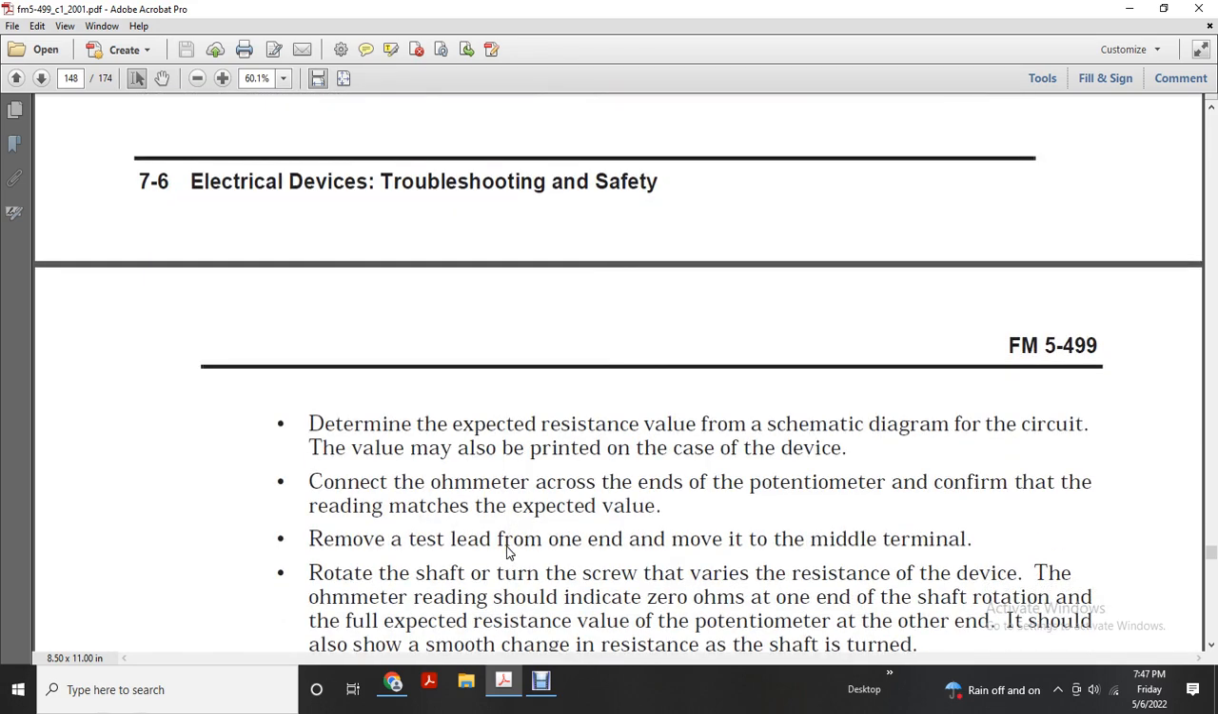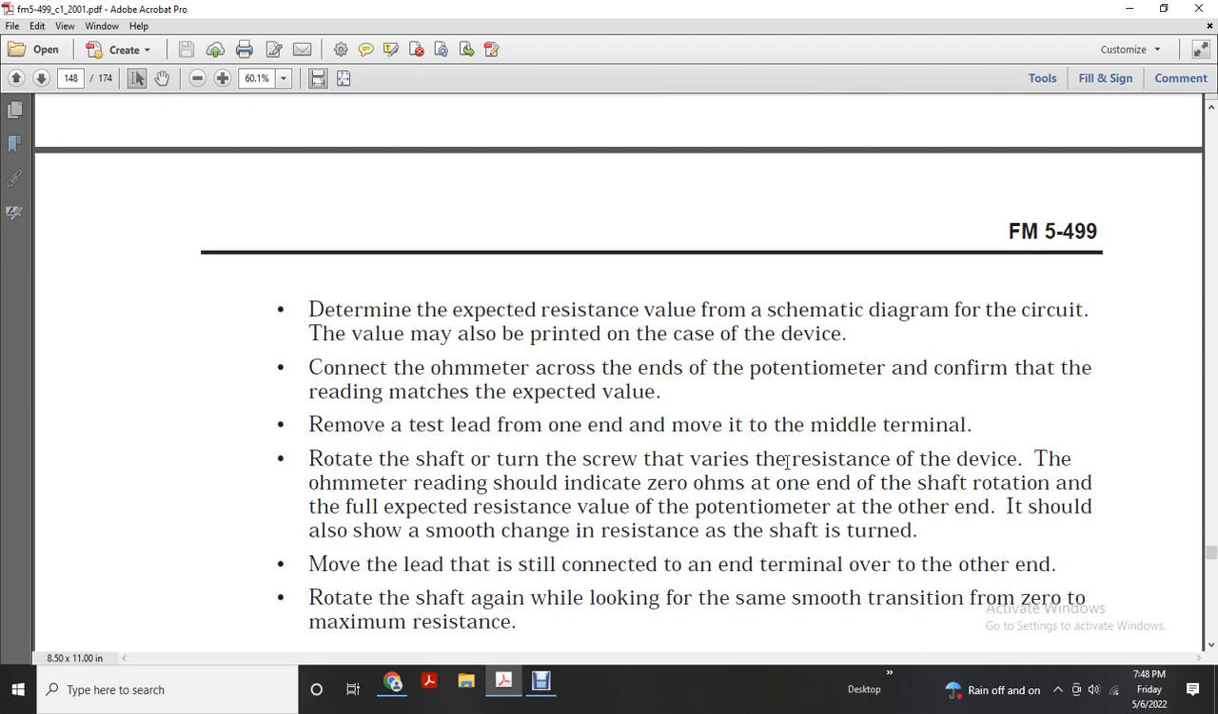Test as follows. Determine the expected resistance value from the schematic diagram of the circuit. The value is also printed on the case of the device. Connect the ohmmeter across the ends of the potentiometer. Confirm that the reading matches the expected value. Remove the test lead from one end and move it to the middle terminal.